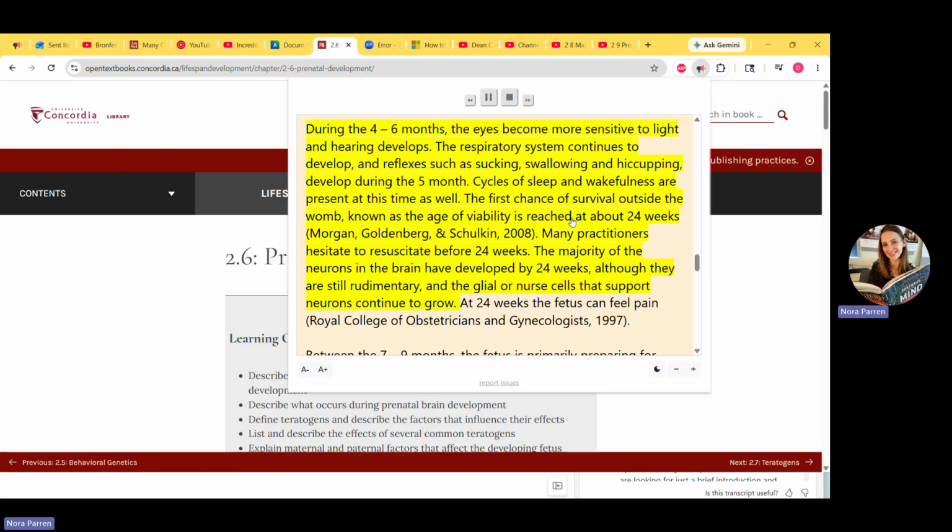The first chance of survival outside the womb, known as the age of viability, is reached at about 24 weeks, Morgan, Goldenberg, and Skulkin, 2008. Many practitioners hesitate to resuscitate before 24 weeks.